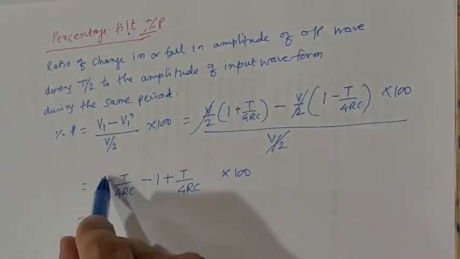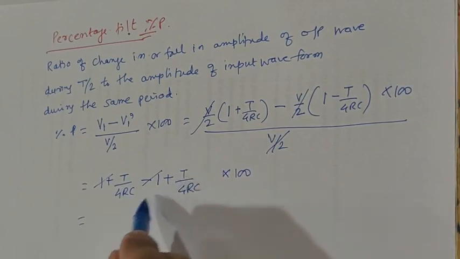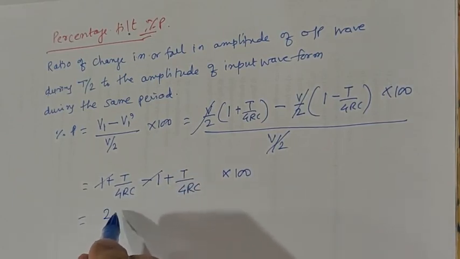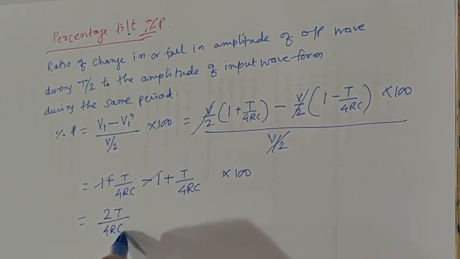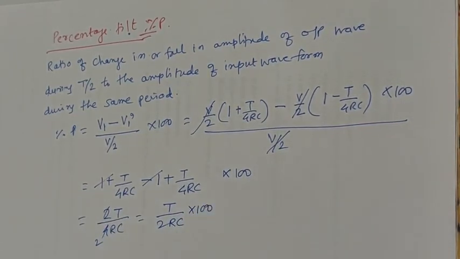Now what will be there? See, this one and this one are going to be cancelled, and the term will be T plus T, twice T upon 4 RC. So I can write twice T upon 4 RC, or I can write T by twice RC. This 2 and this 2 is going to be 2. Okay, multiplied by 100, of course.